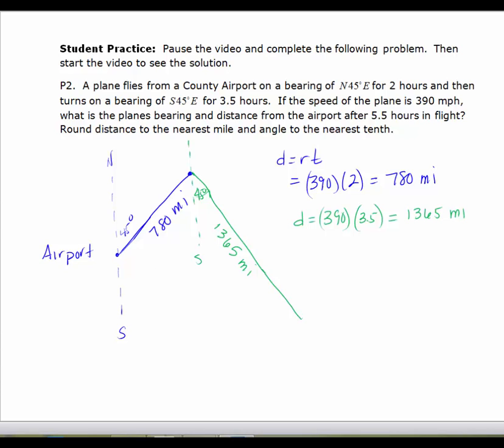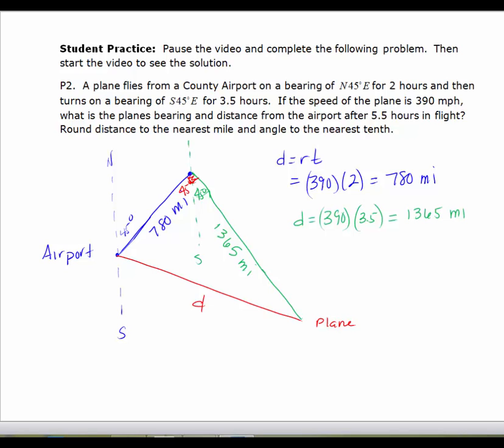So here's the plane after the second turn, after the 5.5 hours. I want to find the distance from the airport to the plane. Again, we'll call that D. And again, I have a 90-degree angle because, again, alternate interior angles. This angle right here is the same as this angle right here, 45 degrees. Since both of these are 45 degrees, this angle in here is a right angle.